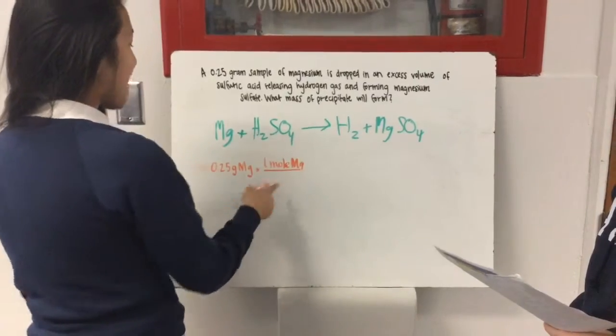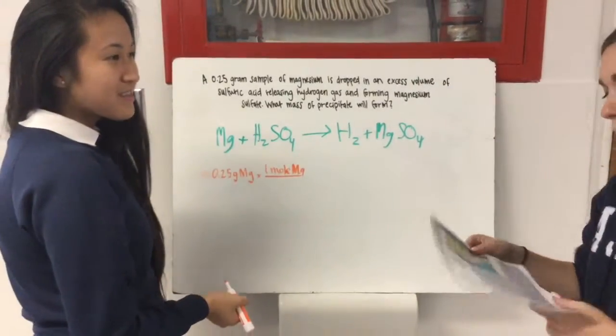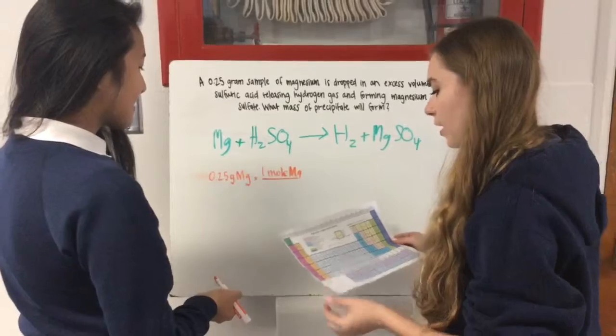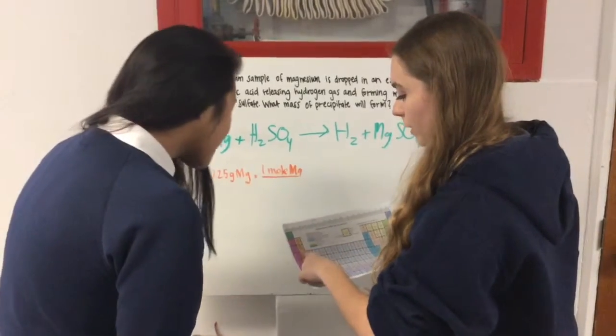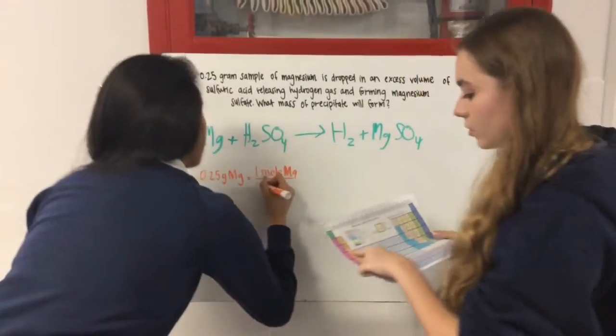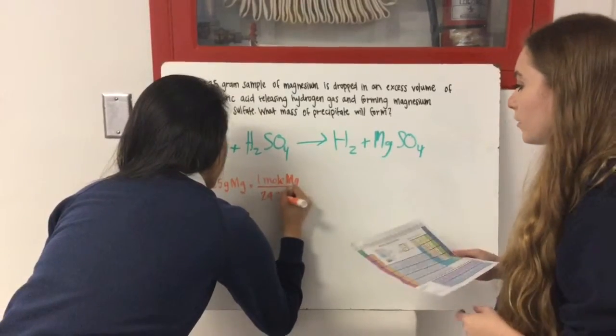Wait, how do we find the mass of magnesium? You can figure it out by going to the periodic table and looking for magnesium, and the mass is 24.31.